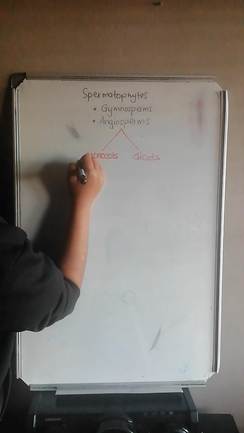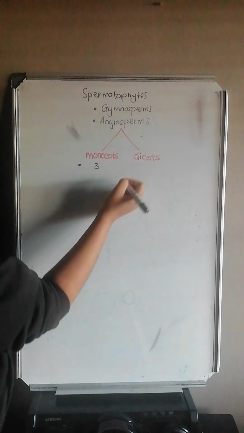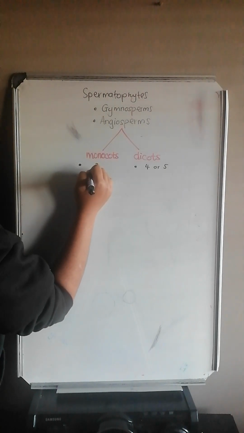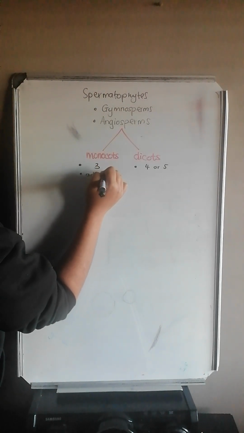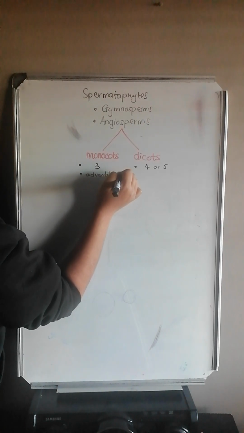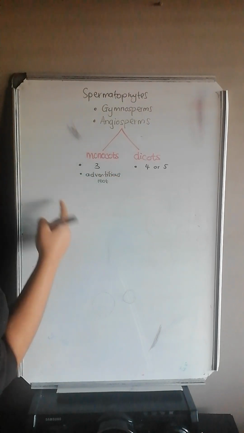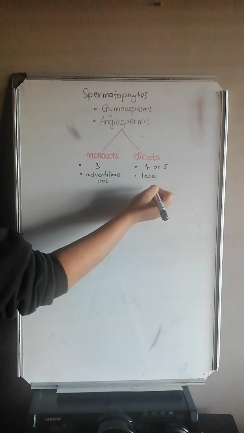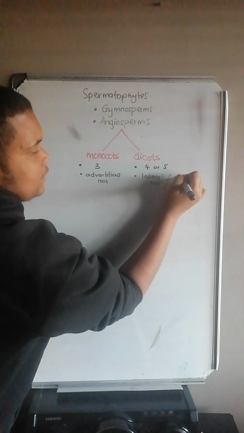Right? Now obviously there are some differences between monocots and dicots. First difference here is that monocots' flowering sections will always occur in multiples of 3, and the dicots will occur in multiples of 4 or 5. Then monocots will always have an adventitious root system, whereas dicots will have a lateral root system, or we say a taproot system.